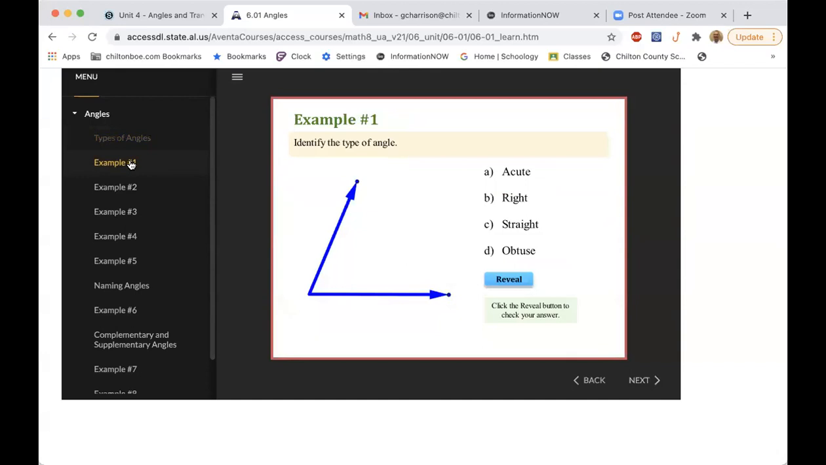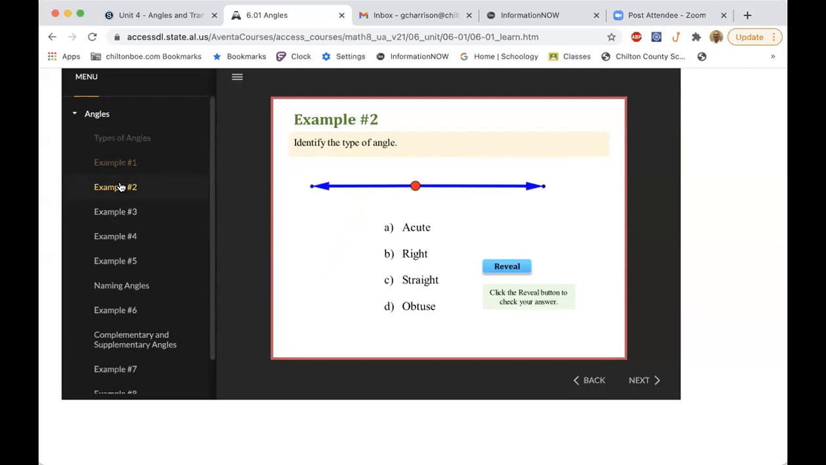This would be a good time for you, just in your mind, you don't have to write anything down, but just in your mind, think, what kind of angle is this? And the answer is, it is an acute angle. It is less than 90 degrees.